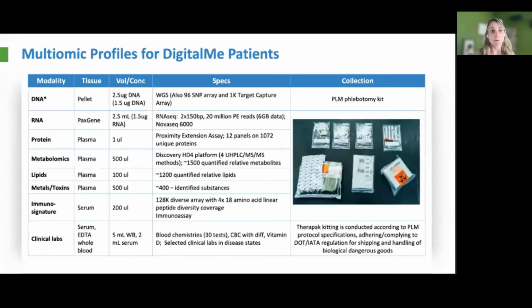We ran DNA, RNA, proteomics, metabolomics, lipids, metals, toxins, something called immunosignature, and we also had clinical labs. We hadn't actually run those while I was there, but that was the plan: to take the blood that we had collected and also get standard clinical labs, which I think would be really useful.